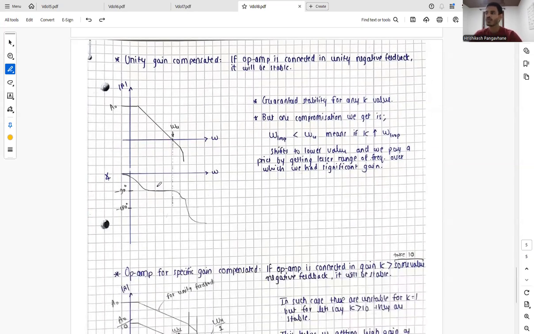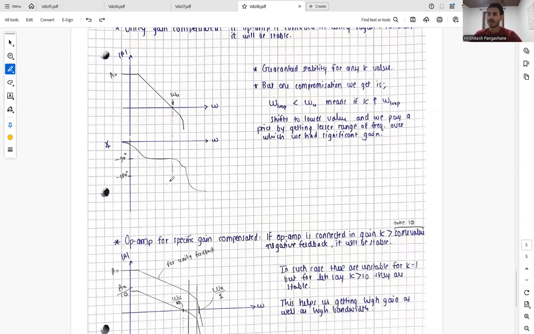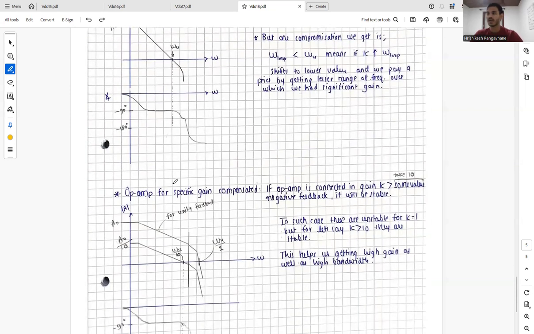And to improve this, there also exist some kinds of op-amps which are specific gain or greater than specific gain compensated. This means that if the op-amp is connected in a gain k greater than some value, let's take over here that the value is 10, so if the op-amp is connected in a gain k greater than 10 in negative feedback, it will always be stable. So how will it look?